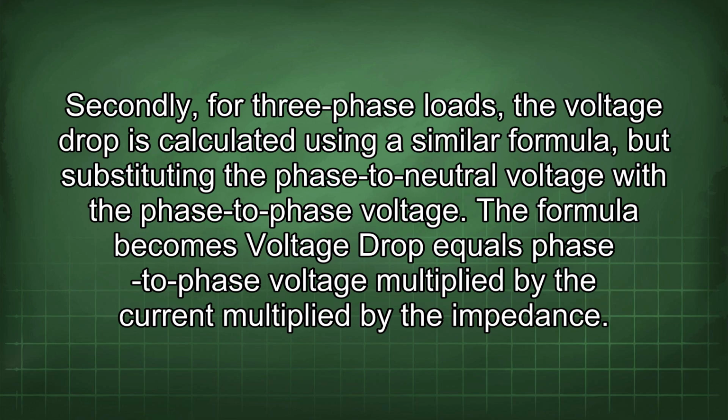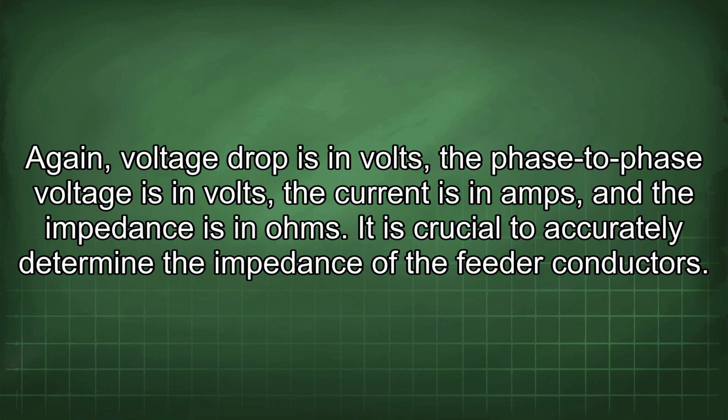Secondly, for three-phase loads, the voltage drop is calculated using a similar formula, but substituting the phase-to-neutral voltage with the phase-to-phase voltage. The formula becomes: voltage drop equals phase-to-phase voltage multiplied by the current multiplied by the impedance. Again, voltage drop is in volts, the phase-to-phase voltage is in volts, the current is in amps, and the impedance is in ohms. It is crucial to accurately determine the impedance of the feeder conductors.